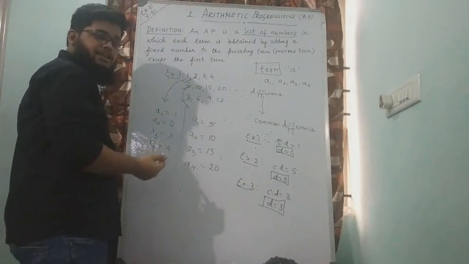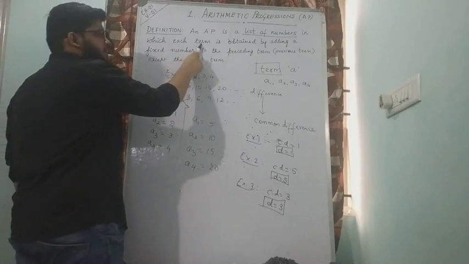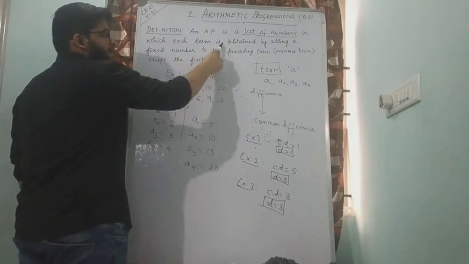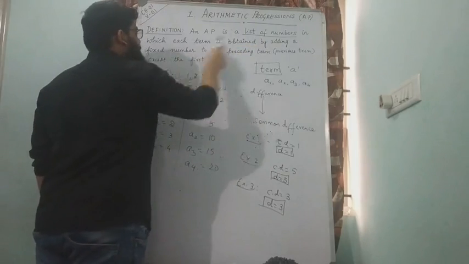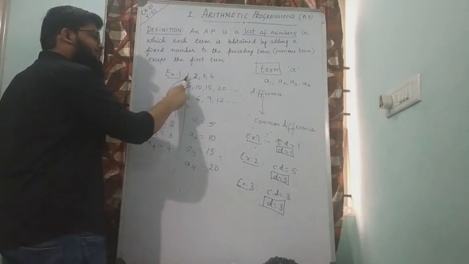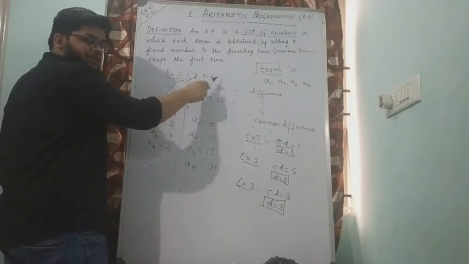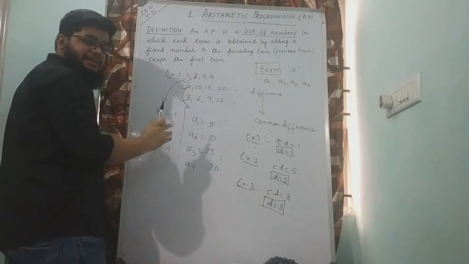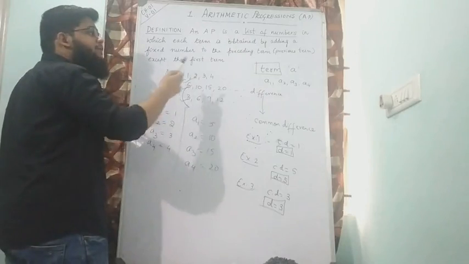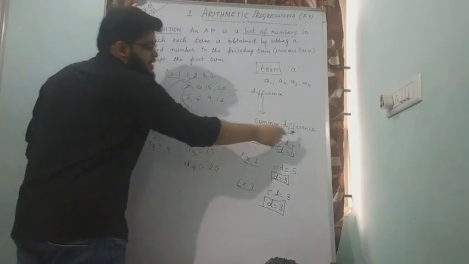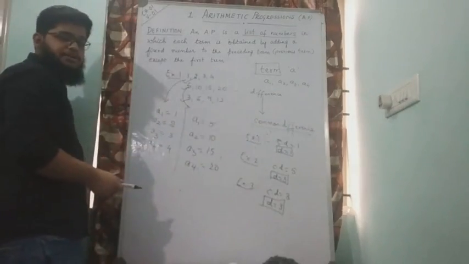Now, what kind of list is it? In which each term is obtained by adding a fixed number. That means every term that we are writing here, we are getting by adding a fixed number, and that fixed number is called the common difference.